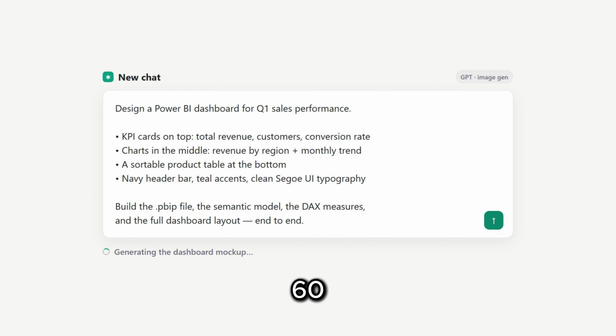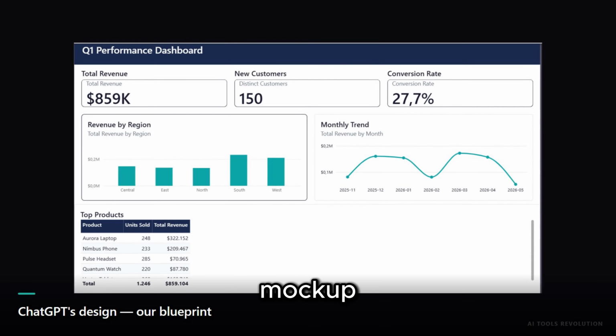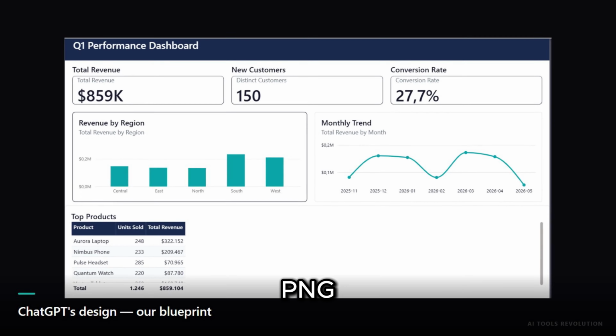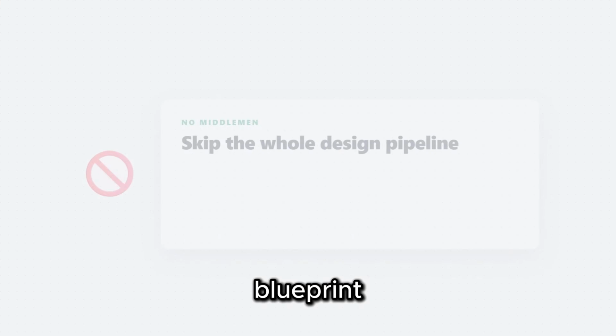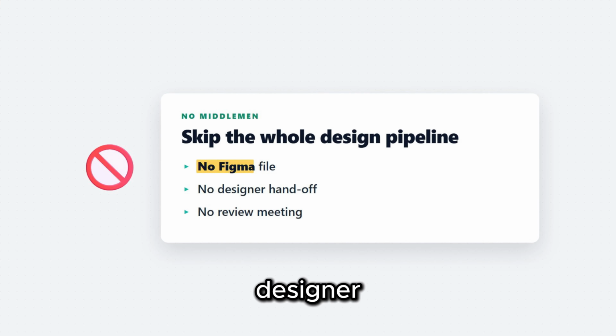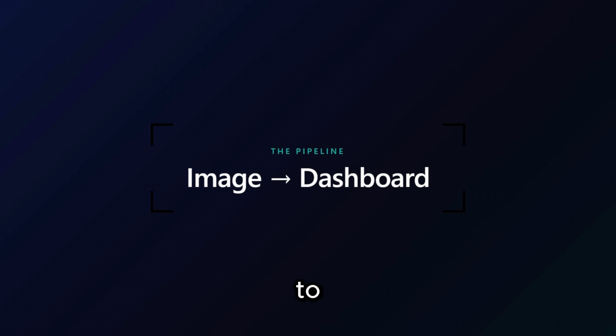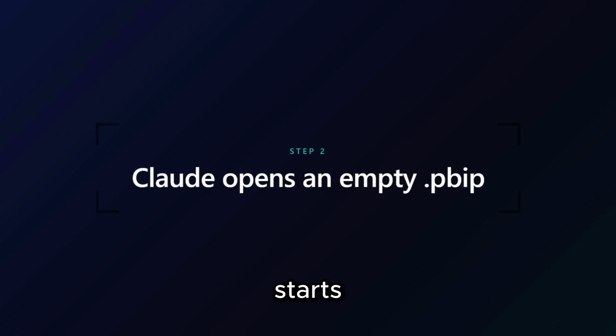ChatGPT spends about 60 seconds rendering the mockup. Result lands as a PNG. This is now our blueprint. No Figma, no designer, no review meeting. Image to dashboard pipeline officially starts here.